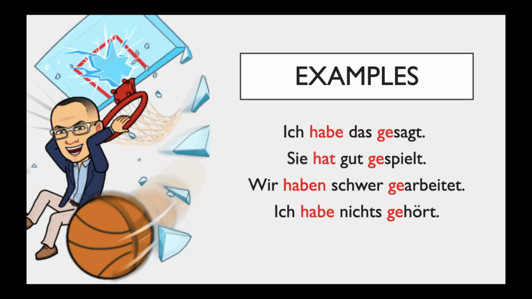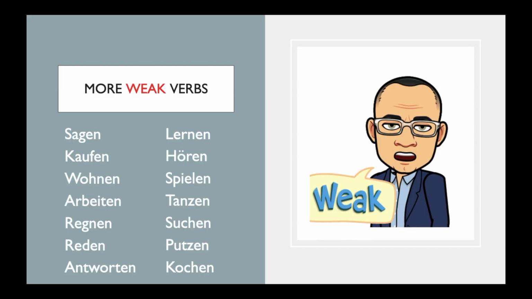Look at these examples. Ich habe das gesagt, I said that. Sie hat gut gespielt, she's played well. Wir haben schwer gearbeitet, we have worked hard. Ich habe nichts gehört, I have not heard anything, I have heard nothing. So here's a list of some weak verbs that you probably know, and they would be used exactly the same way we've just seen.